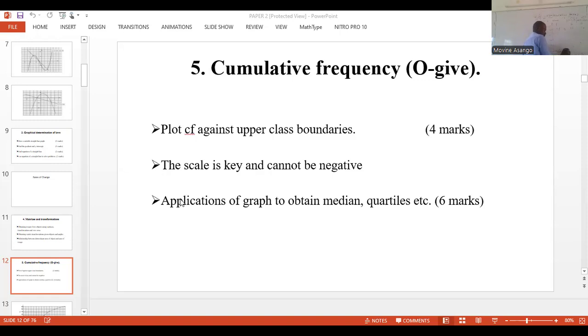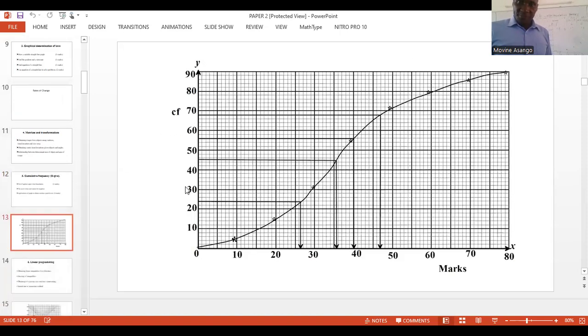Then the first point you plotted, you realize your curve cannot start there. It must begin on the horizontal axis where we have our graph beginning. So that is an example of an ogive curve. You can see it on your screen.